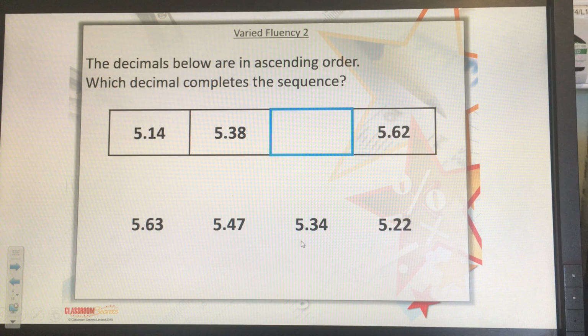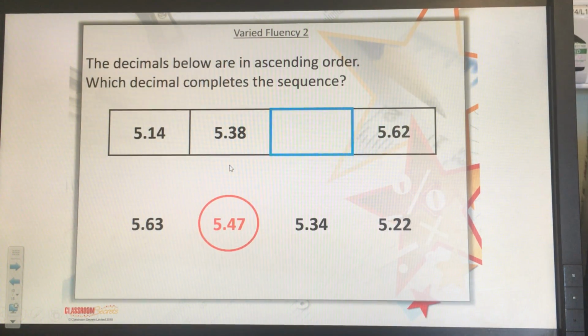We've got 5 ones, 3 tenths, but 4 hundredths. So that means it's smaller than this number, so that can't go. This one has got 5 ones, 2 tenths and 2 hundredths. Again, it's smaller than this number, so it won't fit. So 5.47 fits into that sequence.